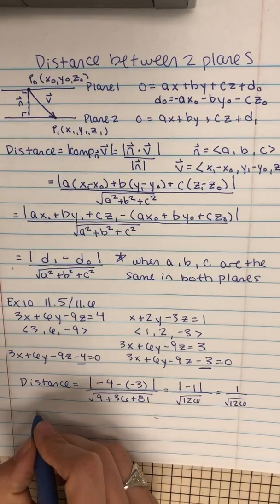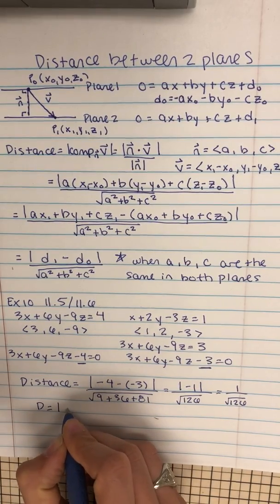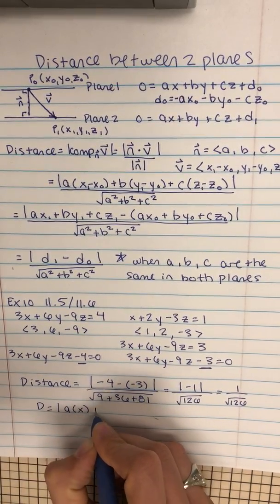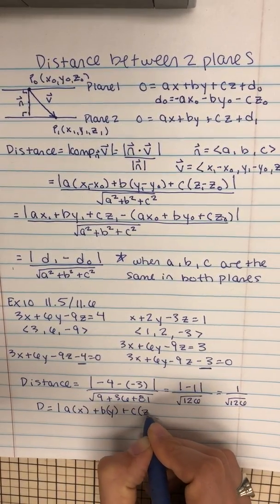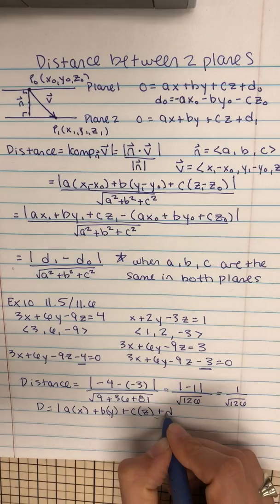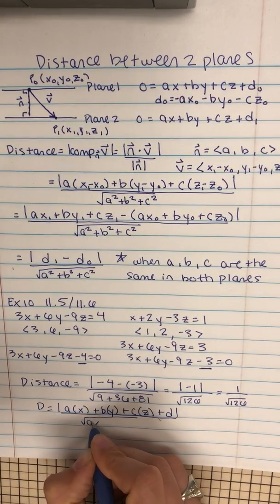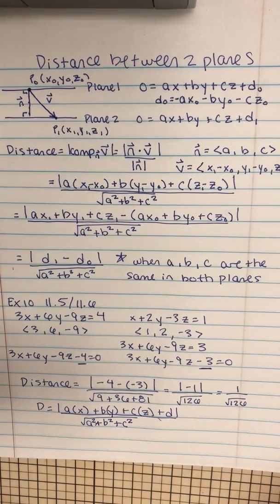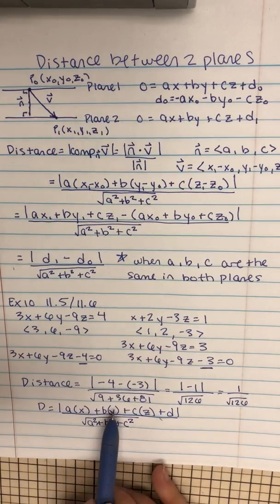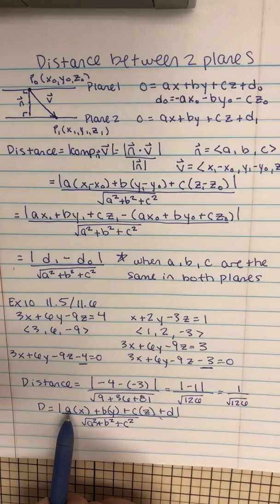And that original formula, let me write it one more time for you here, is that the distance is equal to the absolute value of ax plus by plus cz plus d all over square root of a squared plus b squared plus c squared. And remember this x, y, z is on the opposite plane from the one that has the normal vector a, b, c.